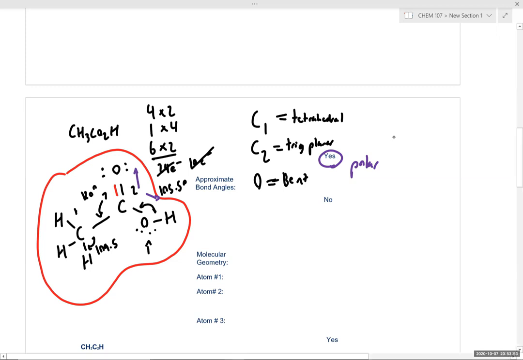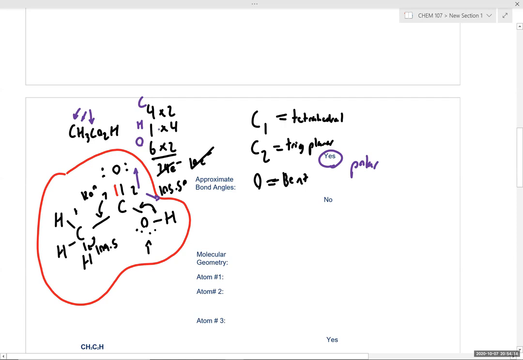Professor, can you go over where you got the 4 times 2, 1 times 4, and then 6 times 2? Yes. So for our electron counts, we have 2 carbons, right? So carbon contributes 4 electrons and we have 2 of them. Hydrogen contributes 1 electron and we have 4. And oxygen contributes 6 electrons and we have 2.